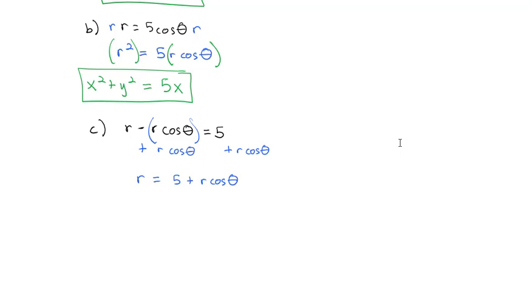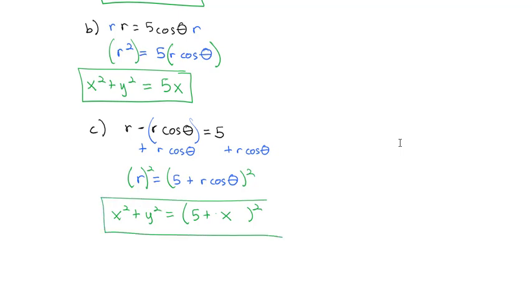Then what I want to do is let's go through and actually square both sides. When I do that, r squared on the left can become x squared plus y squared. On the right, let's leave the 5 plus r cosine theta squared. But this time we know r cosine theta is equal to x. And now we've changed it into a rectangular equation. Now we have something we are maybe more familiar with.